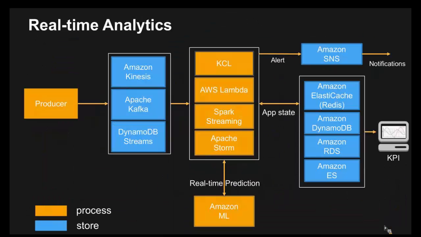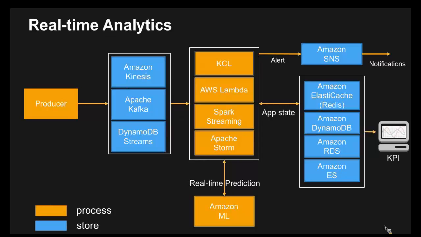So now let's look at specific scenarios. Real-time analytics. This is sort of a reference architecture for building a real-time analytics system on AWS. Your producer typically sends the data into Amazon Kinesis or Kafka or DynamoDB Stream. For most scenarios, I would pick Kinesis unless you have a reason not to.